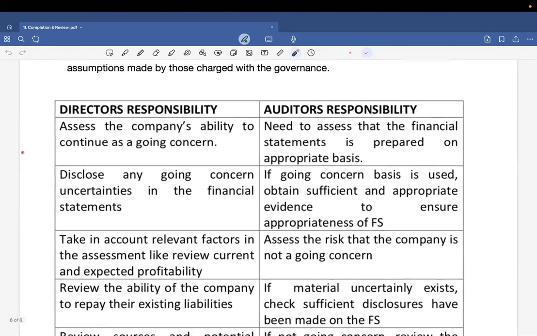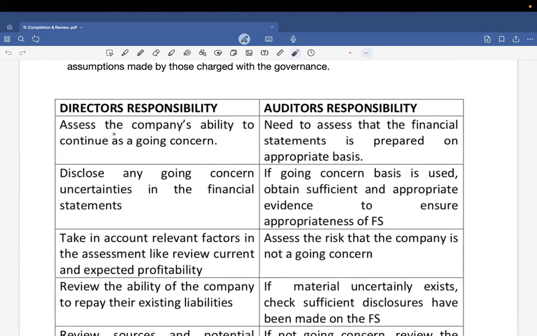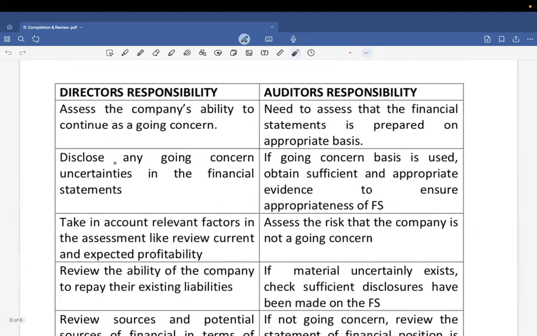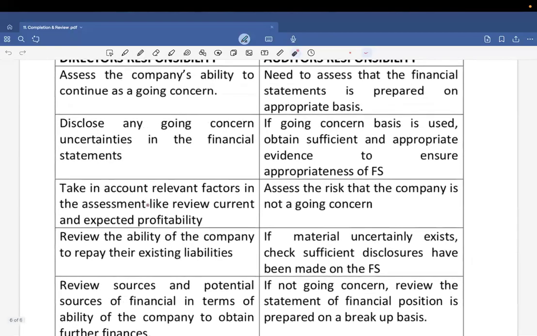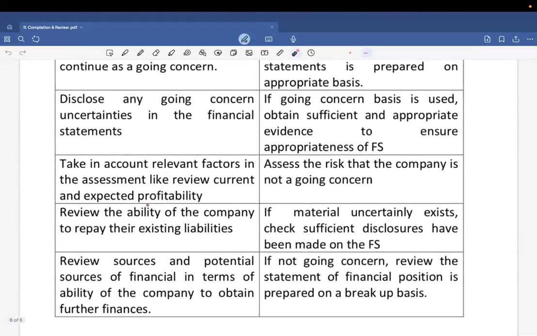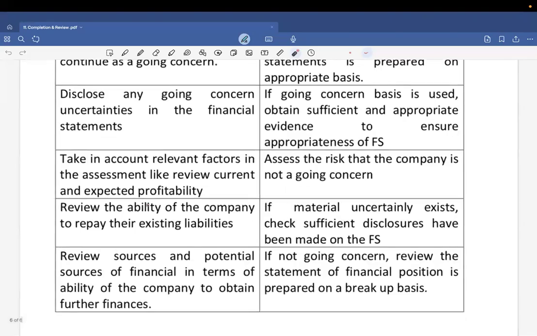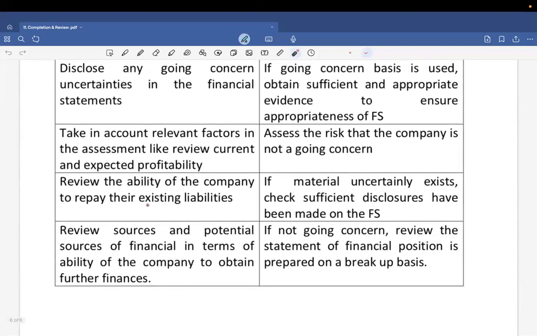Clear? So, what is a director's responsibility? He's going to assess the company's ability to continue as a going concern. He's going to disclose if there is any problem with the company in continuing as a going concern. He is going to take into account all the relevant factors, that is the current and expected profitability, in order to understand whether the company has a going concern issue. He is going to review the company's ability to pay back the debts. Clear? And also he is going to review all the sources and potential sources of funds he could get in the future if the company is a going concern.